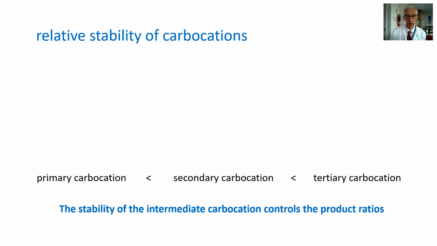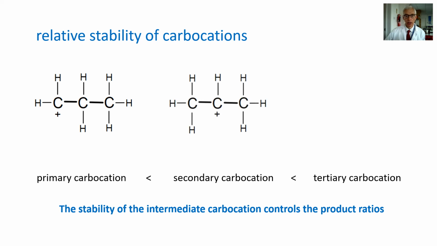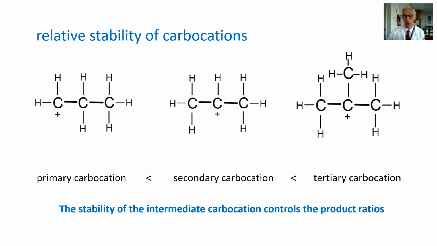Okay, so I'm going to reveal a primary carbocation, and you can see here that the charge-bearing carbon is bonded to one alkyl group. A secondary carbocation, the charge-bearing carbon is bonded to two alkyl groups, and the tertiary carbocation, the charge-bearing carbon is bonded to three alkyl groups.